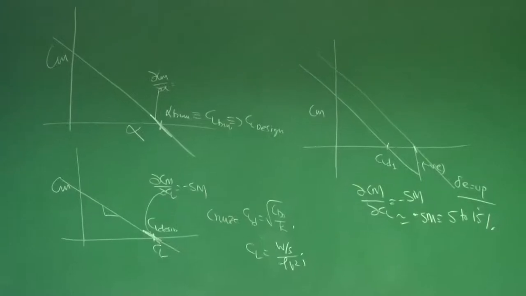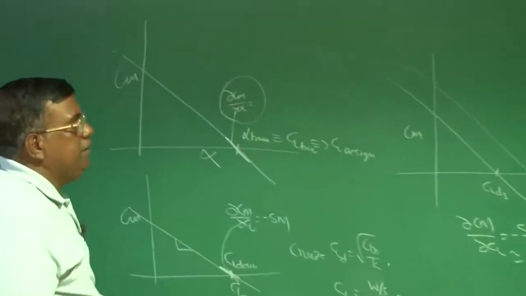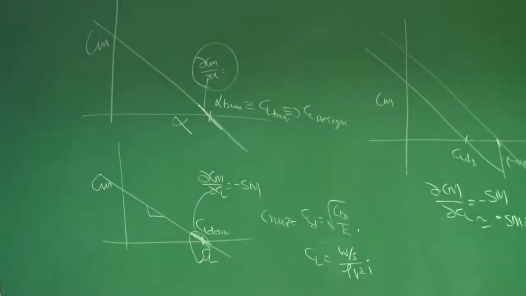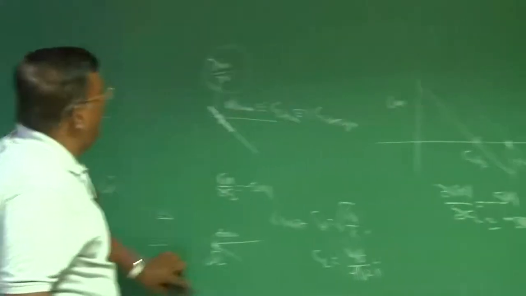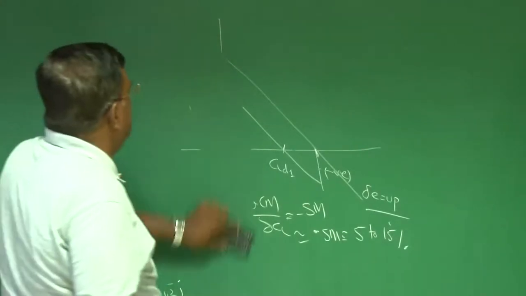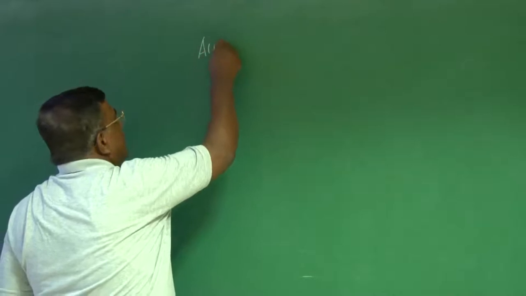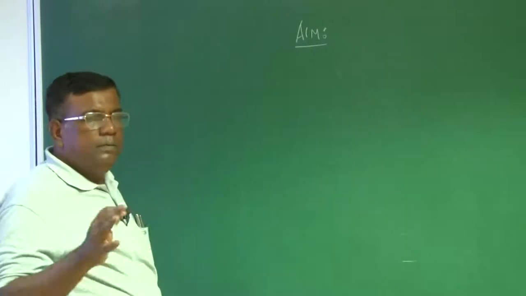Now the second question we are asking: we realize that dCm by d alpha of the whole aircraft is primarily the responsibility of the tail, and the CL design is primarily the responsibility of the wing. But then the question came: where do I locate the wing, and how do I locate the tail in combination, so that both these conditions, dCm by d alpha less than 0 and the static margin within 5 to 10%, are satisfied? This treatment will be purely at a conceptual stage, and we'll use a little bit of expressions.